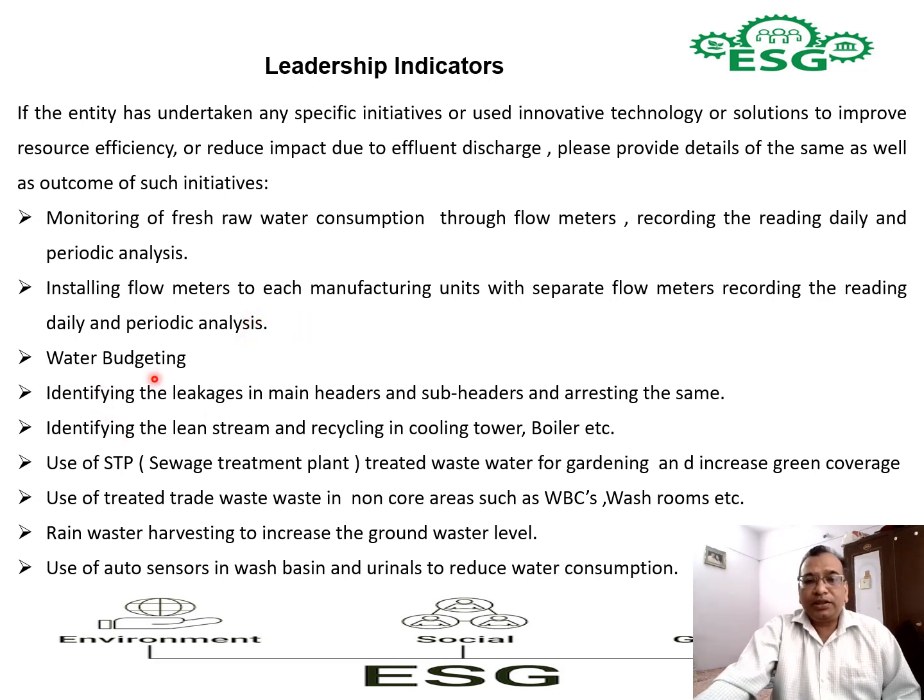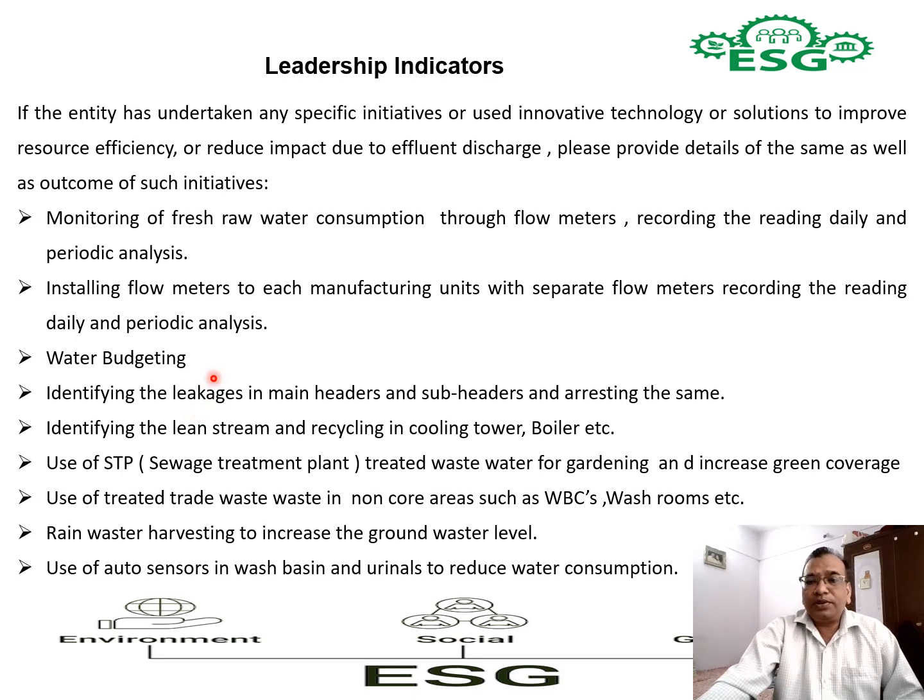Then water budgeting. This is very important. As you budget for the finance, the water budget is very important, and it is also required during your consent applications. How do you budget the water? You have to show what the water consumption is, then break it up into the different areas where the water is being consumed. For utilities, how much it is being consumed. For process, how much. For non-process area, how much. For sanitary, how much. So this comes under the water budgeting.